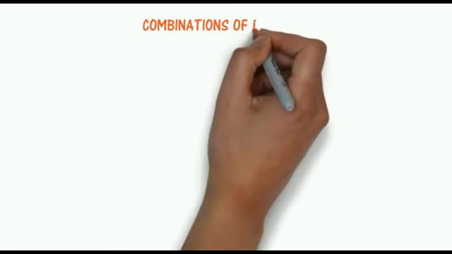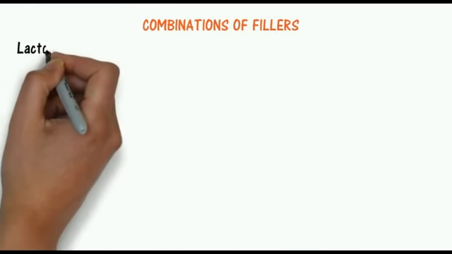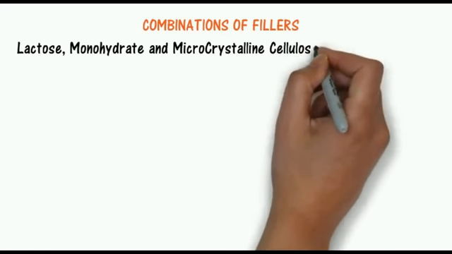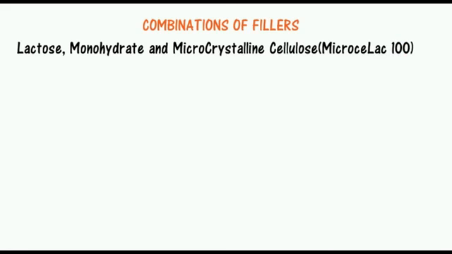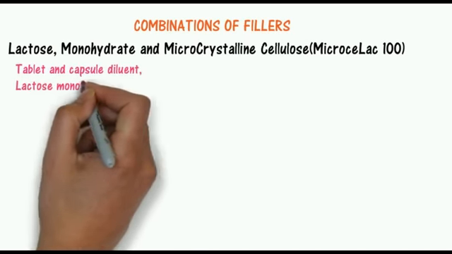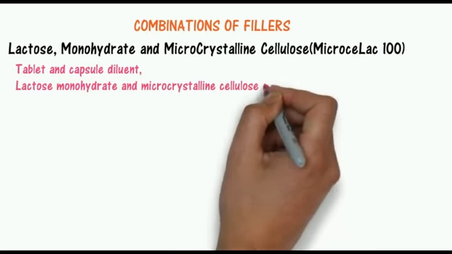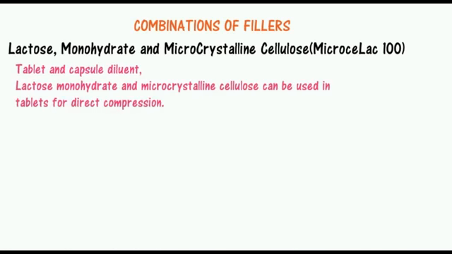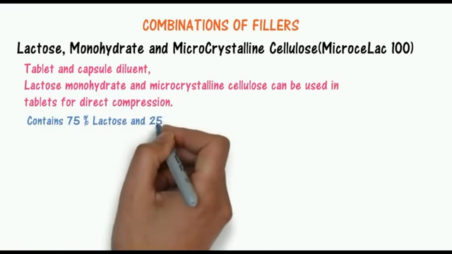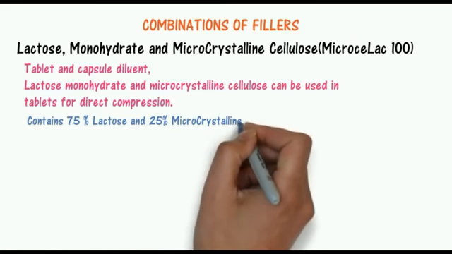Now the combinations of fillers make the formulation easiest for the pharmacist. First one is lactose monohydrate and microcrystalline cellulose, brand name Microcelac 100. Microcelac 100 is used as a tablet and capsule diluent. Lactose monohydrate and microcrystalline cellulose can be used in tablets by direct compression process. It contains 75% of lactose and 25% of microcrystalline cellulose.